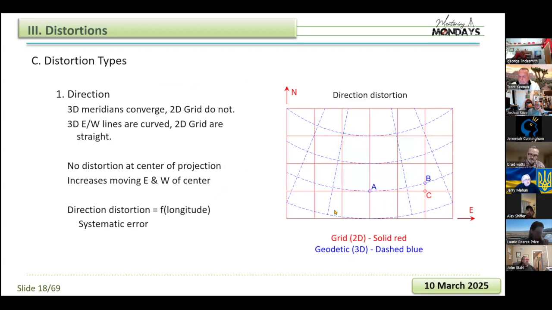So direction distortion: 3D meridians convert to 2D ones that do not converge. Okay, there's no distortion at the center, and the angle between grid north and true north is what we refer to as the convergence. So the convergence, you can see, is a function of longitude, east-west, not north-south. North-south is pretty much consistent. So the convergence is a function of longitude.